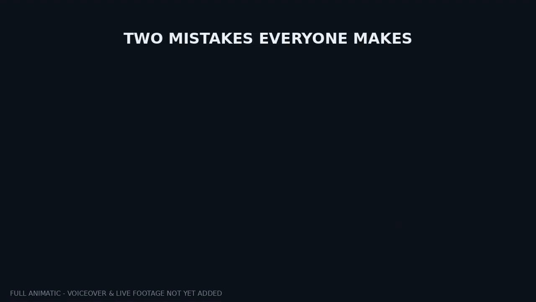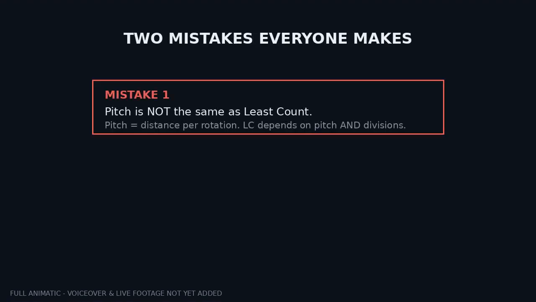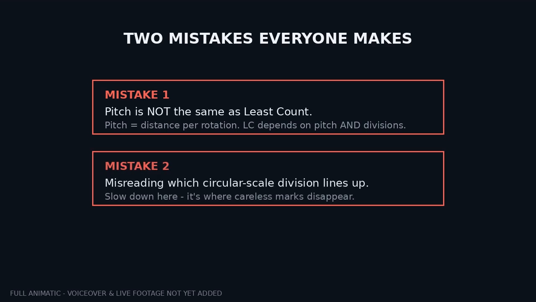2 mistakes I see constantly. 1. Confusing pitch with least count. Pitch is the axial distance per rotation. Least count depends on pitch and the number of circular divisions. They are not the same thing, and CBSE loves testing that distinction. 2. Misreading which circular scale division actually lines up with the reference line before you calculate the contribution. Slow down on that step. It's where careless marks disappear.